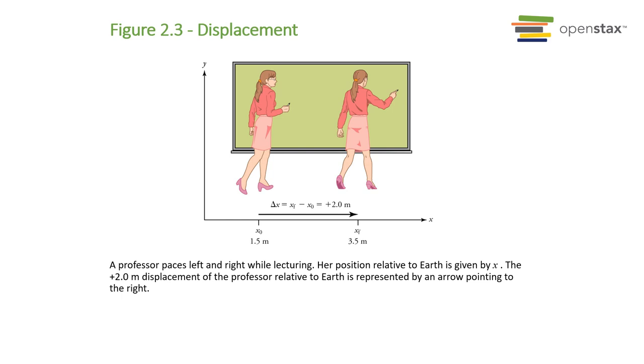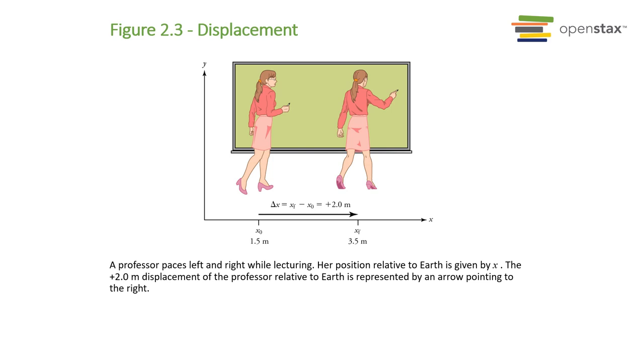We need to distinguish between displacement and distance. Distance is the total distance traveled, meaning it's what your pedometer will read or the odometer on your car. None of those things care if you're going north, south, right, left. They just do a total.